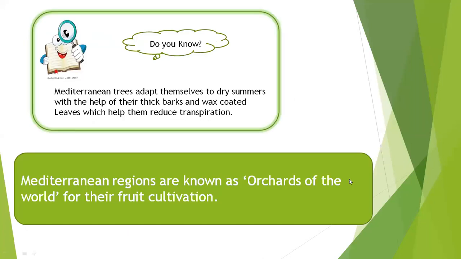Now next, do you know Mediterranean trees adapt themselves to dry summers with the help of their thick barks and wax-coated leaves, which help them reduce transpiration. Now Mediterranean trees in dry summers have very thick barks, and their leaves are quite wax coated. So transpiration, which is a process of the water cycle, is reduced by this. It means the water that evaporates is a little less, in summer time.